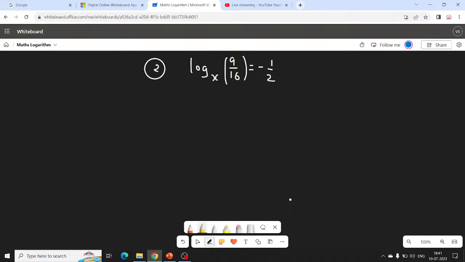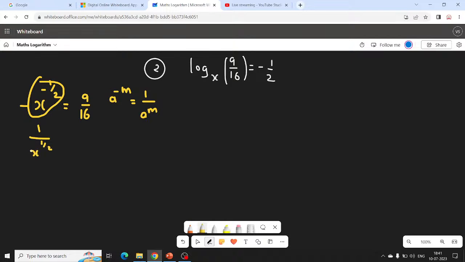Okay, look at this. Here I can write this as x to the power of minus 1 by 2 is equal to 9 by 16. Correct? Yes or no? In your surds and indices, you know a to the power of minus m can be written as 1 by a to the power of m. So the left hand side will become 1 by x to the power of 1 by 2. 1 by 2 is nothing but square root. So can I write here, this becomes 1 by square root of x is equal to 9 by 16.